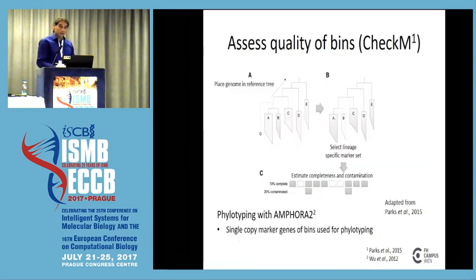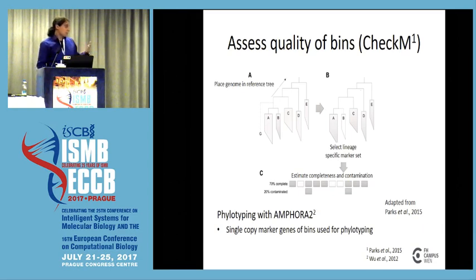How do I assess the quality of bins I retrieve by these methods? What I applied for this is CheckM. This uses single copy marker genes. At first, the bins I recreate, which are the collections of contigs separated into different bins, are compared against a reference tree with very universal single copy genes, and then a lineage specific marker gene set is selected from this placing in the reference genome to estimate the completeness and contamination.